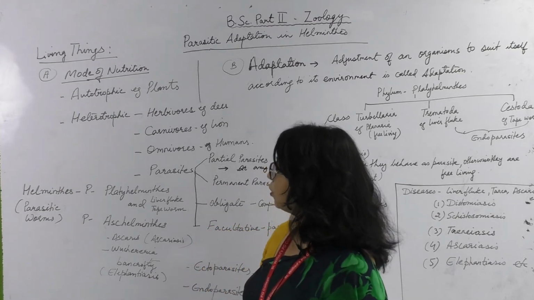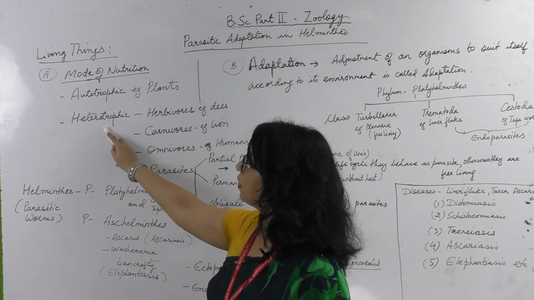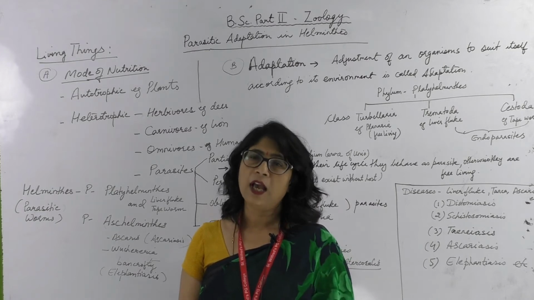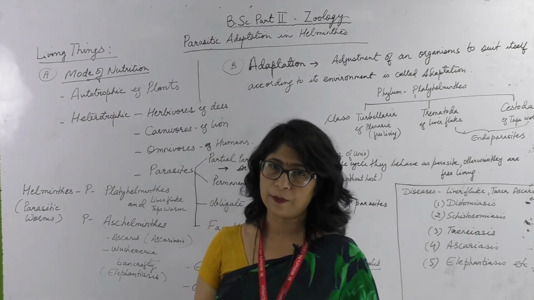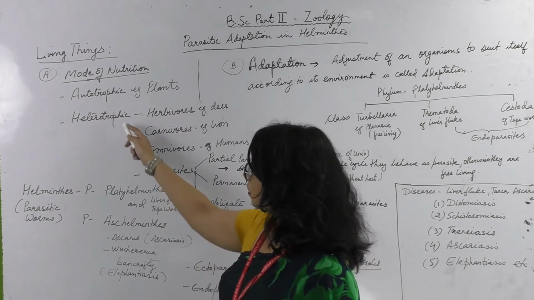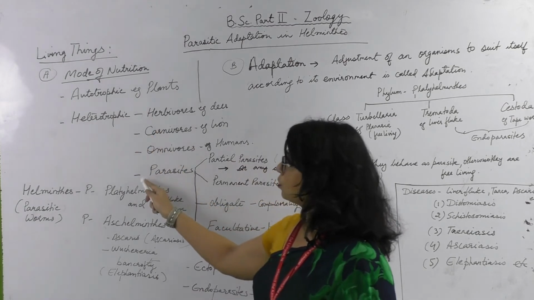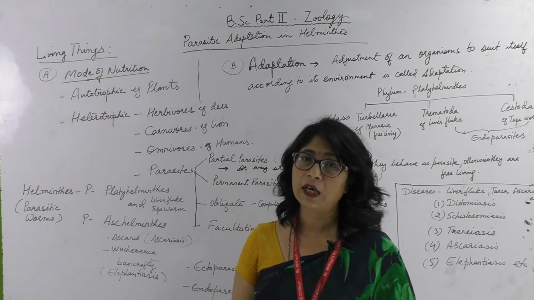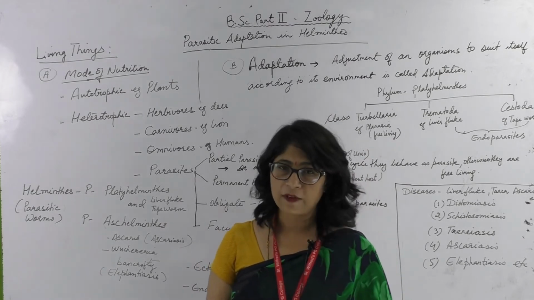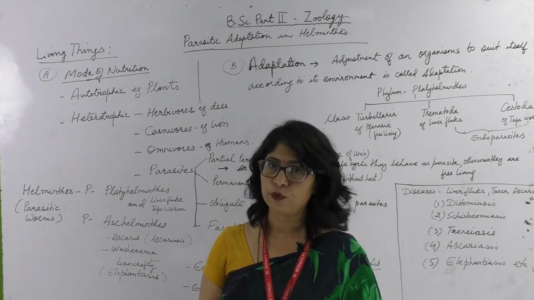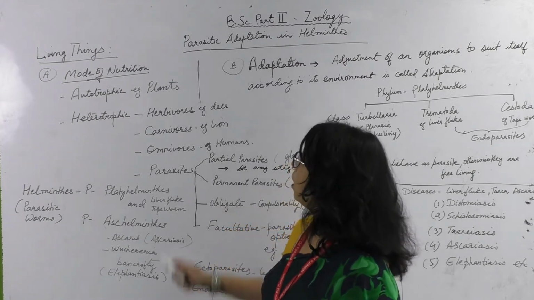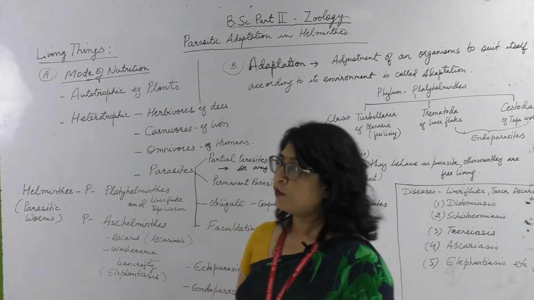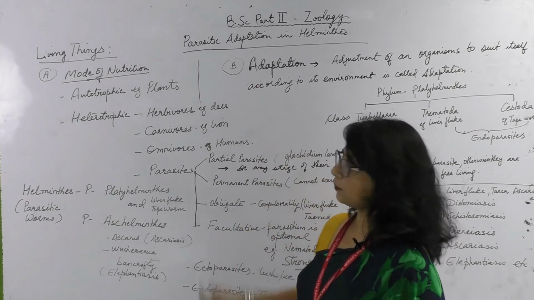Now what is meant by heterotrophic? Heterotrophic again comprises two words. Hetero means other and trophic means nutrition. This group includes all those organisms, all those living things which depend on other living things to procure food. These include herbivores. Herbivores are plant eaters, for example deer.